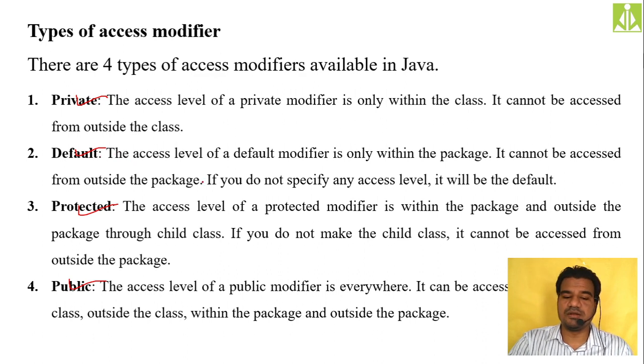Just read the statements I have written. The access level of private modifier is only within the class. So completely restricted, zero access out of the class. It cannot be accessed from outside the class. We cannot access the private data members, private methods, private constructors, and private classes outside of the class. It is limited within the class only. Then the default access modifier, the access level of default access modifier is within the package.